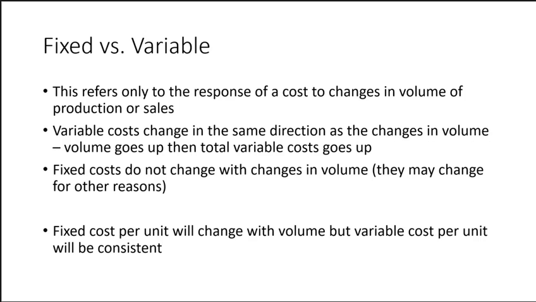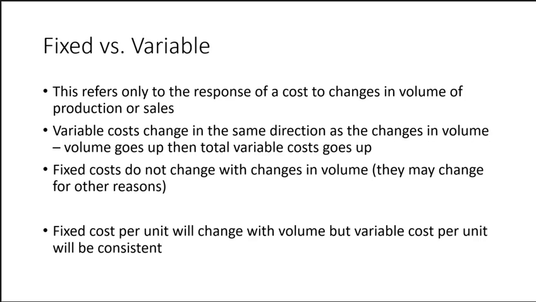Fixed costs do not change with volume. They may change for other reasons, but they don't change because we make more of our product. So a classic example of a fixed cost is rent on a building. You don't pay more rent for a building based on how much you produce in the building. You negotiate a rate. You have a lease contract, and that's how much you pay. Whether you make 5,000 widgets or 10,000 widgets, it does not change.